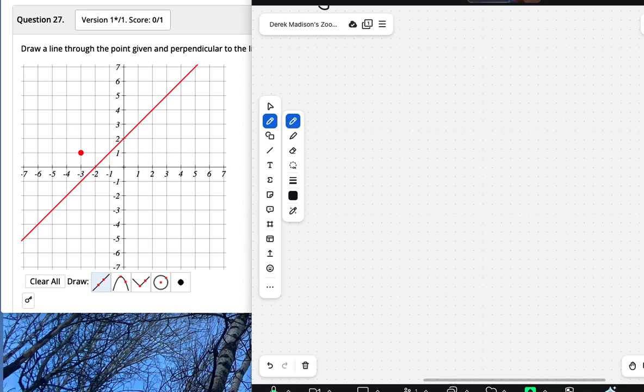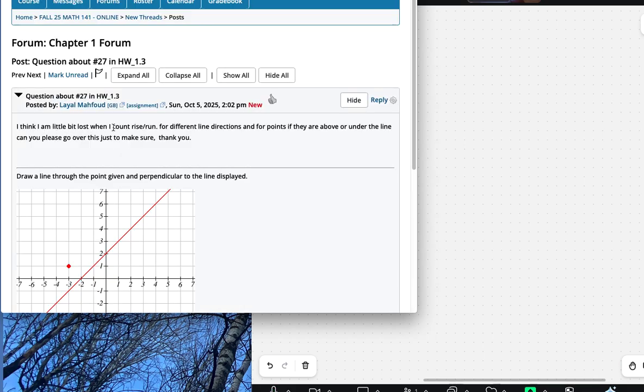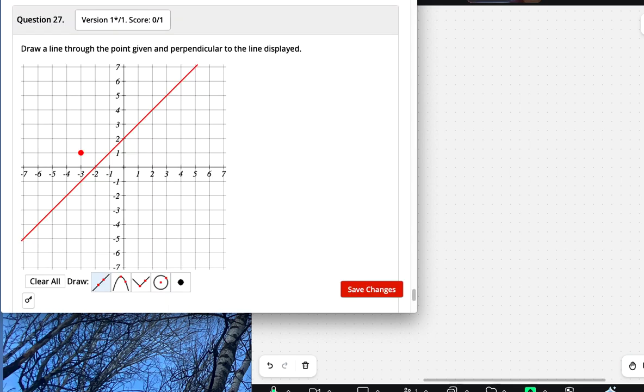It sounds like you were a little confused about how you count rise and run for different lines in different directions, and for points above or under the line. Okay, I think I know what you're asking there.